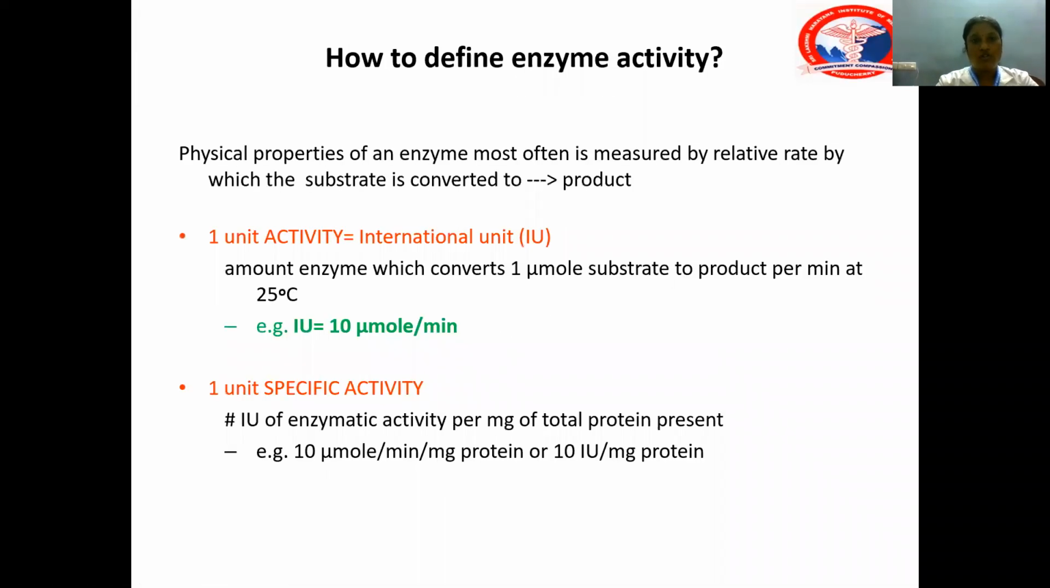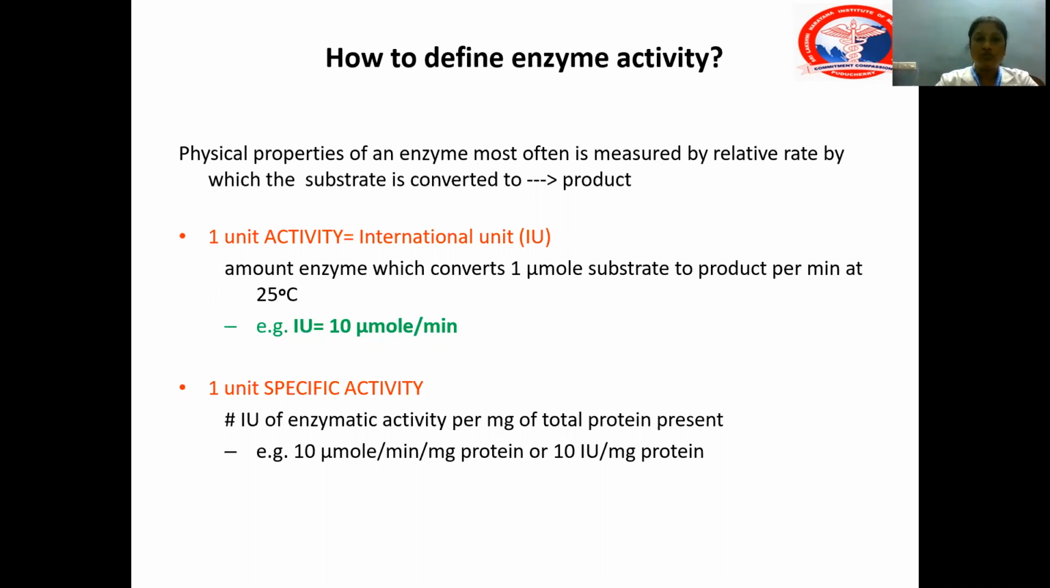Before going to enzyme assays, we need to know how to define enzyme activity, and why we need to do it. The physical property of an enzyme is most commonly measured by the relative rate at which the substrate is converted to product. One unit of activity equals one international unit. It is the amount of enzyme which converts 1 micromole of substrate to product per minute at 25 degrees Celsius.